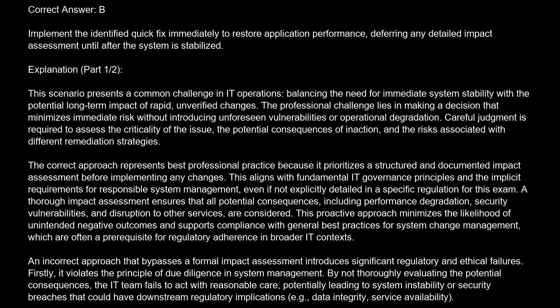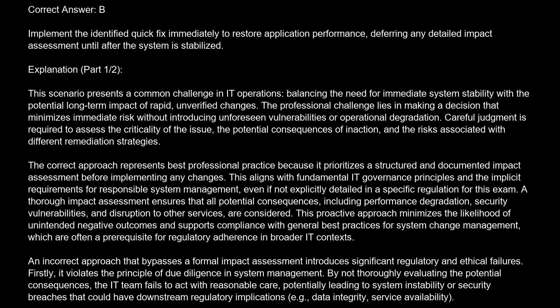This aligns with fundamental IT governance principles and the implicit requirements for responsible system management, even if not explicitly detailed in a specific regulation for this exam. A thorough impact assessment ensures that all potential consequences, including performance degradation, security vulnerabilities, and disruption to other services, are considered. This proactive approach minimizes the likelihood of unintended negative outcomes and supports compliance with general best practices for system change management, which are often a prerequisite for regulatory adherence in broader IT contexts.